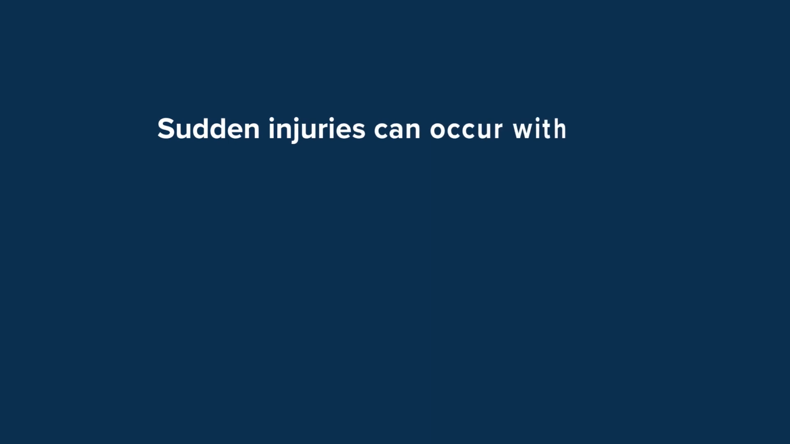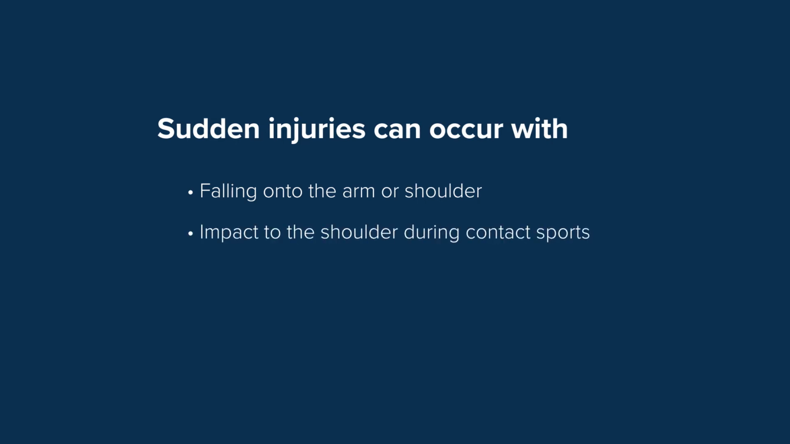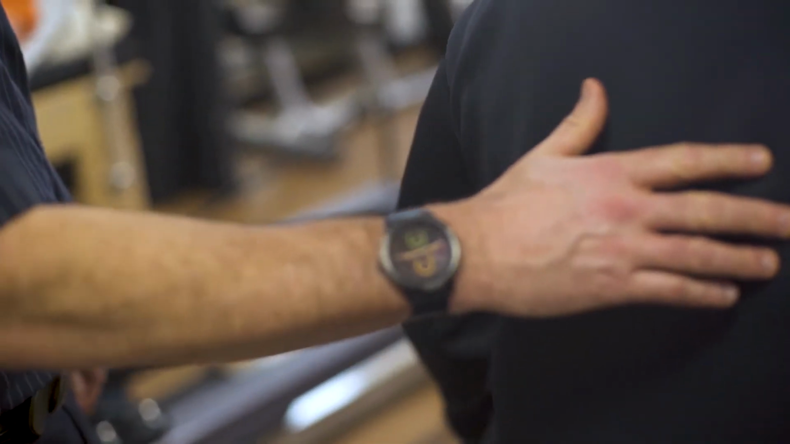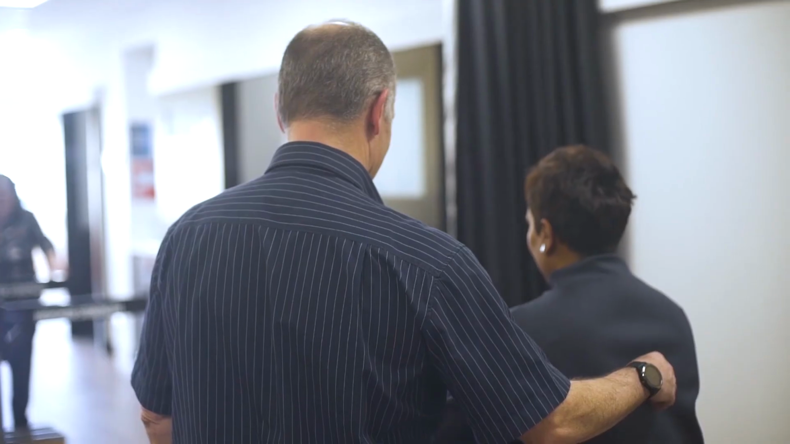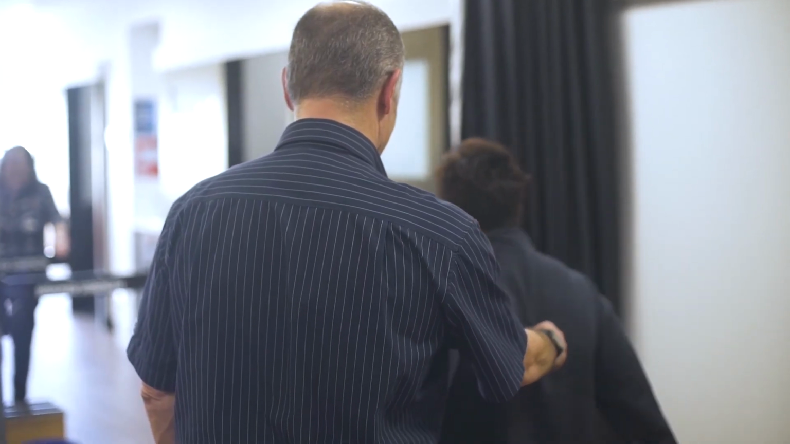Sudden injuries to the structures of the shoulder can occur with such things as falling onto an arm or shoulder, impact to the shoulder during contact sports, throwing or even lifting heavy items. In instances such as these, ligaments, tendons and cartilage around the shoulder joint can become strained or sometimes torn. These types of injuries are called soft tissue injuries and can cause irritation, swelling and pain around the shoulder, and sometimes locking or clicking with movement.